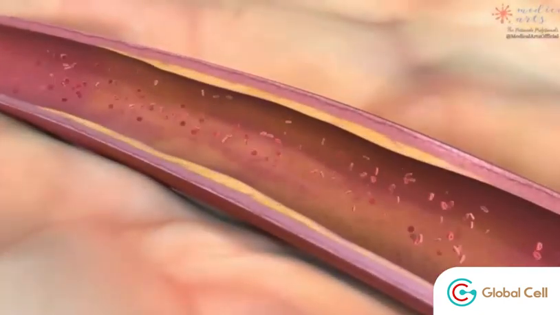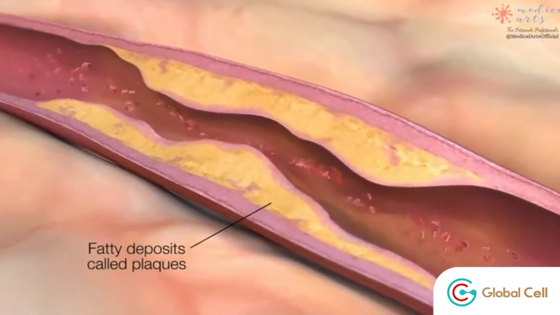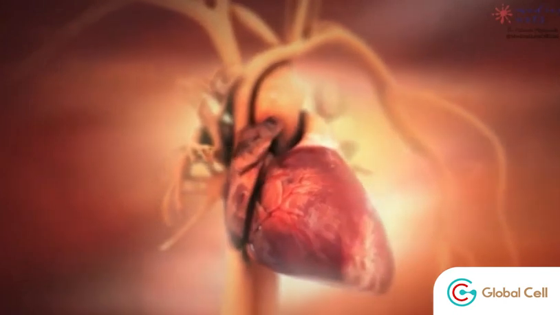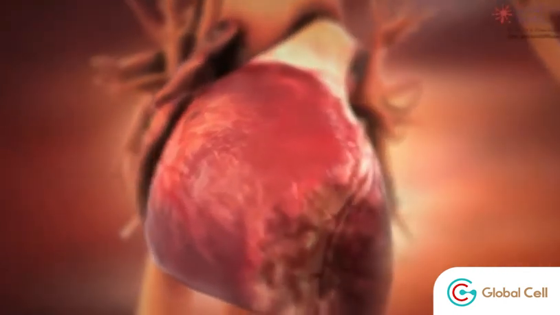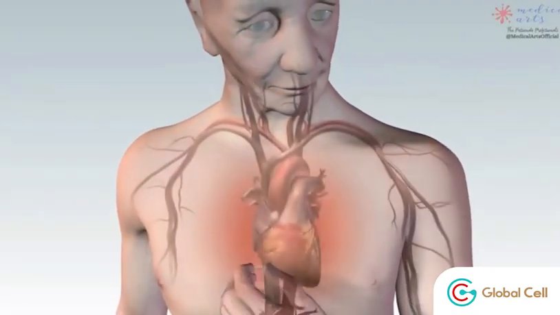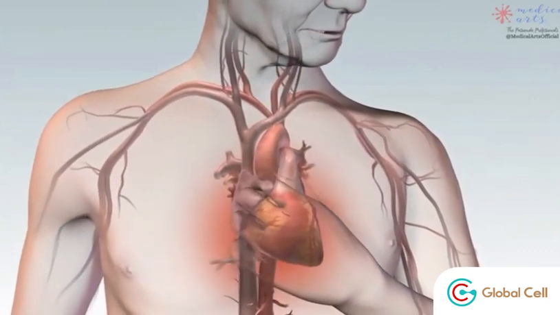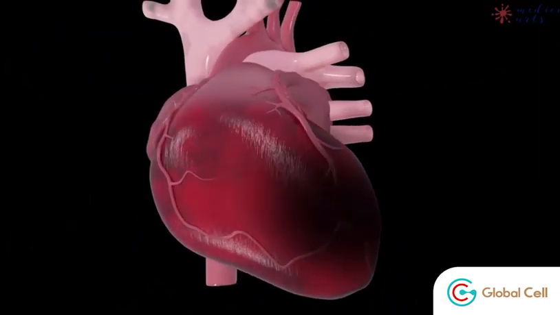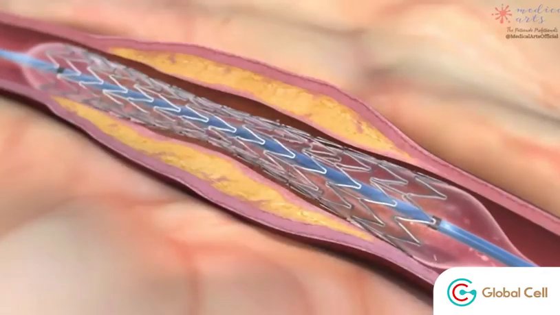However, these arteries can become narrowed and hardened over time due to the buildup of fatty deposits, known as plaques. This process is known as atherosclerosis. People with atherosclerosis of the coronary arteries are said to have coronary artery disease, CAD. So, in CAD, the heart does not get enough blood, which can cause chest pain, also called angina, or a heart attack. There are two common ways to treat CAD.